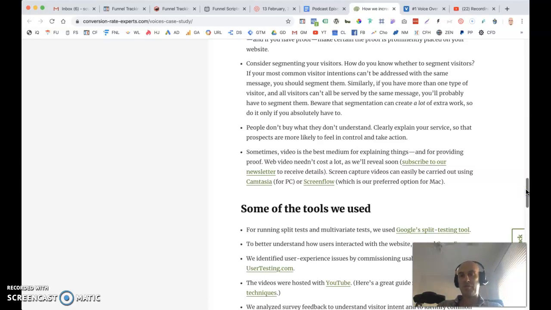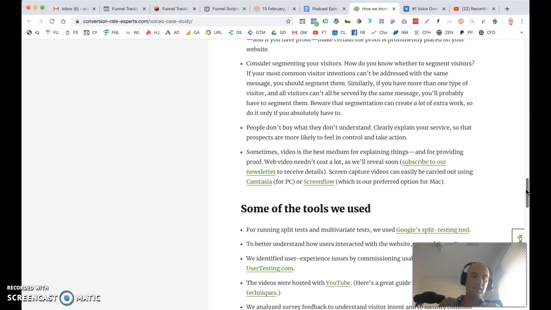So, if you have more than one type of visitor and all the visitors can't be served by the same message, like a generic one size fits all message, then you're going to have to put the work in and segment them. But having said that, beware that segmentation can take a lot of extra work.